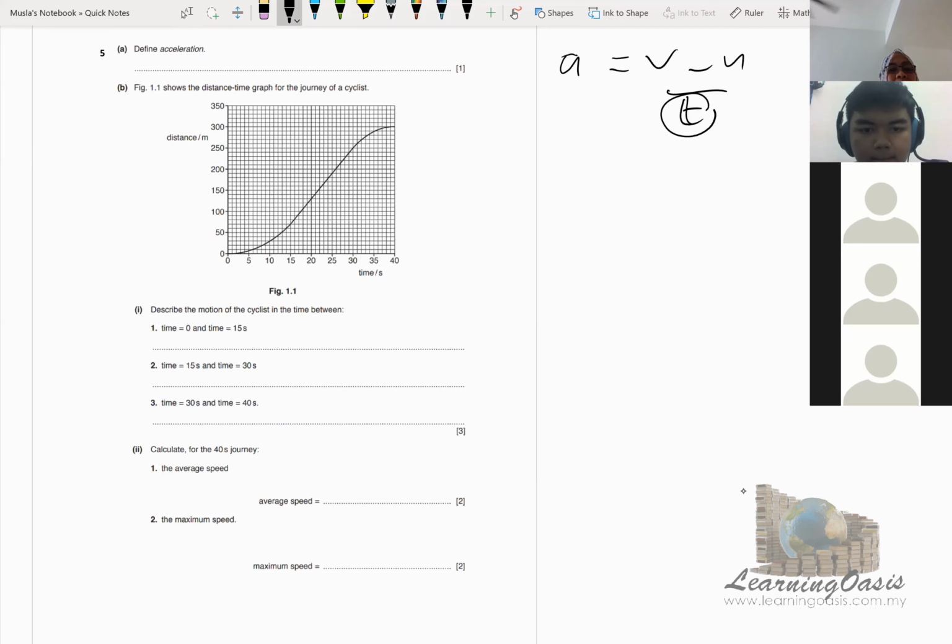Now it shows the distance time graph for the journey of a cyclist. Describe the motion of the cyclist in the time between t equals to 0 and 15. So between 0 and 15. Melissa.